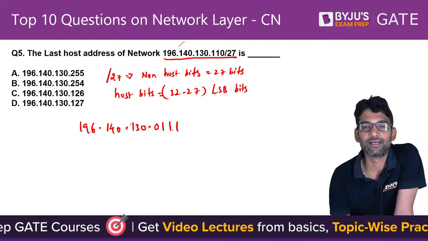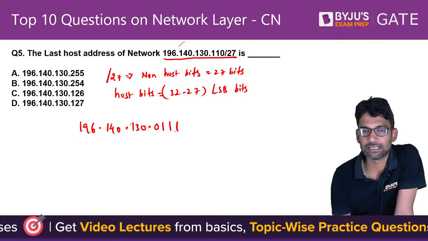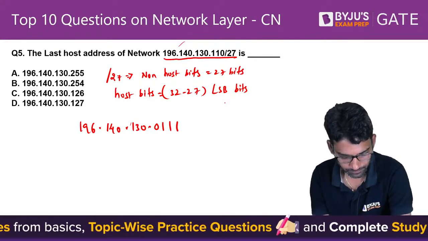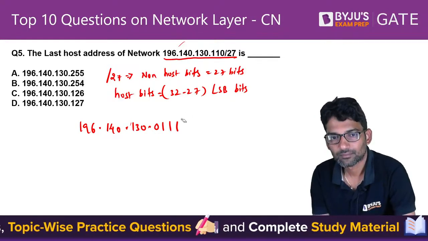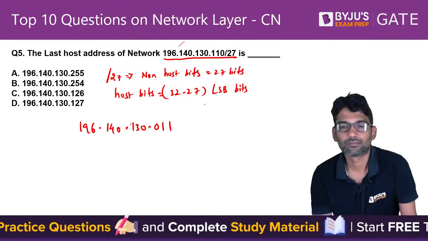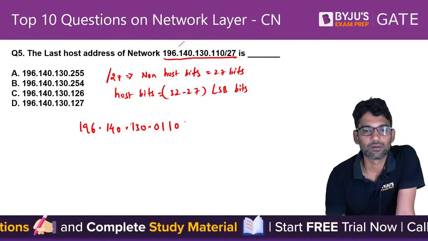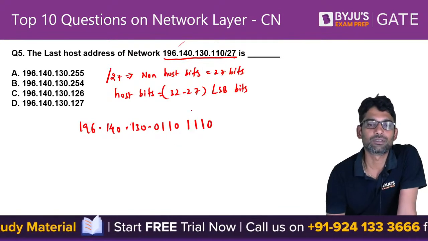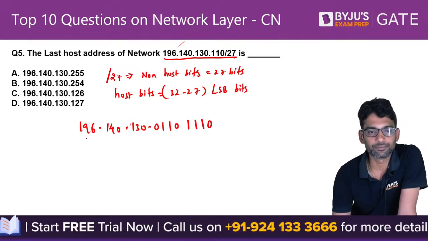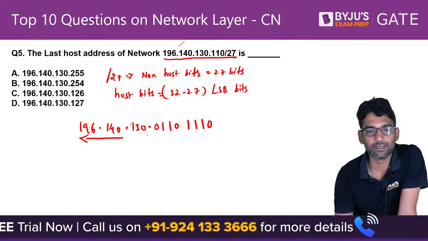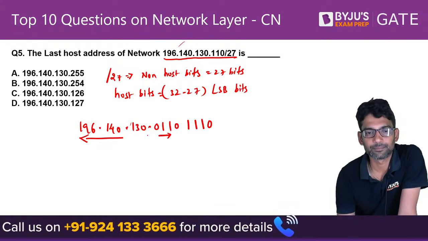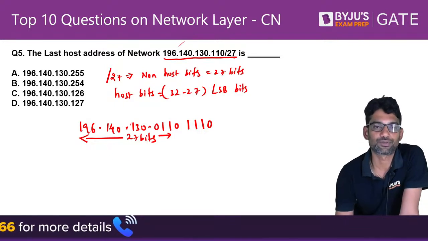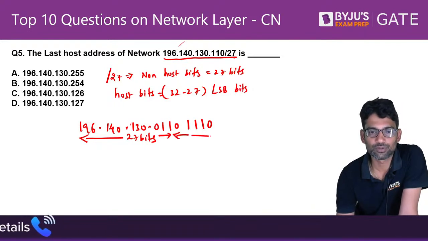64, 32, 96, 16, 96, 8, 104, 108, 110. So this is what 110. Here 27 bits means take till here. So these are non-host bits, and these would be the host bits.